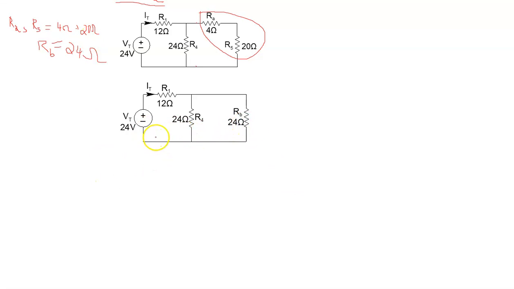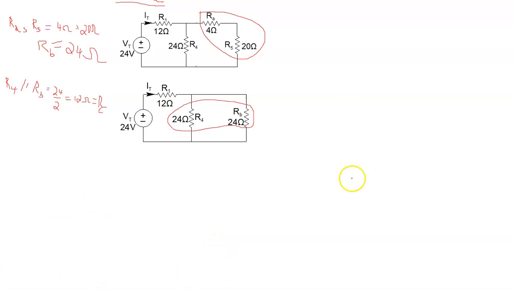Okay, so now I have included RB at 24 ohms. Now these two are in parallel. So we have R4 parallel with RB is equal to 24 divided by 2, because they're both equal now. And that gives us 12 ohms, and we can call that our RC.